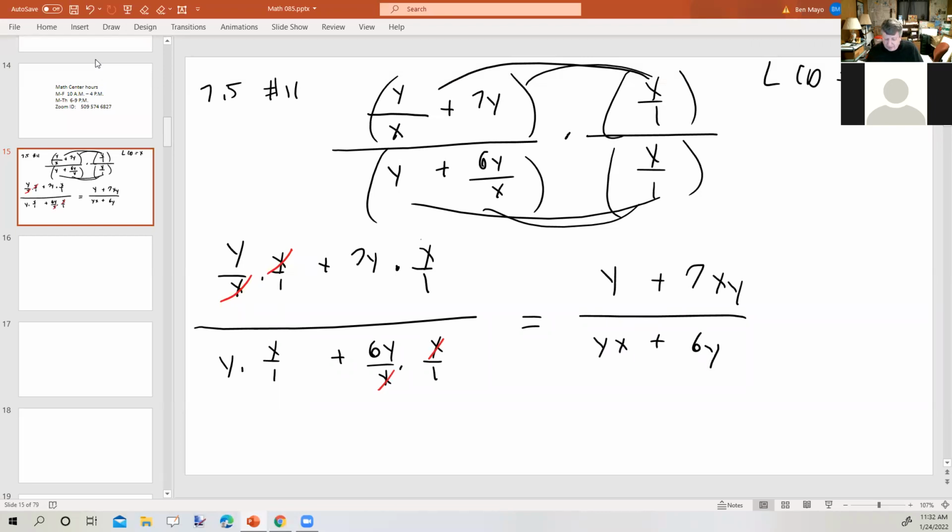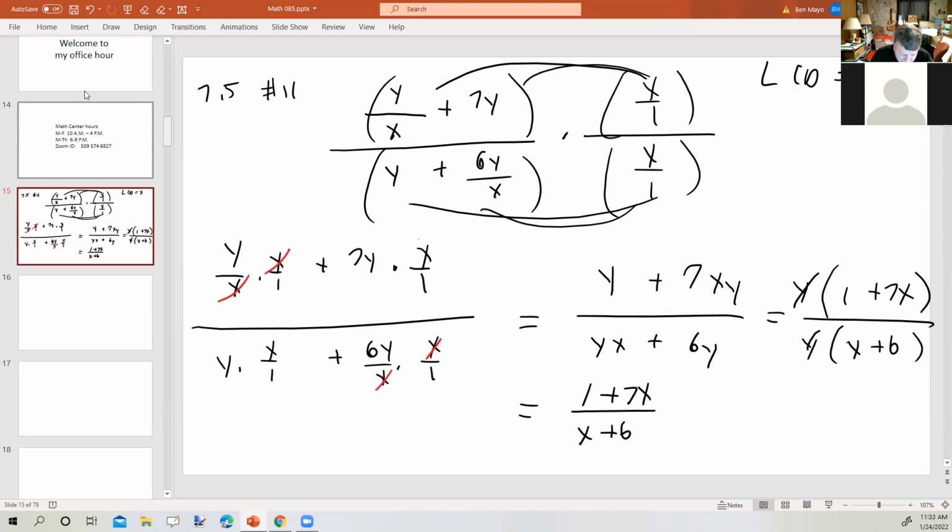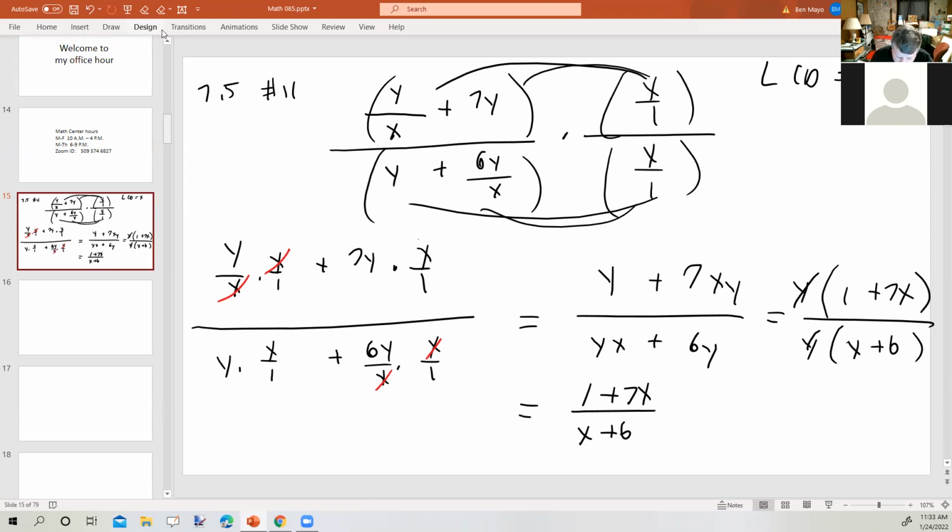all over 6y. Now, this is what the student had for their final answer. So far, so good. However, we can factor a y out of the numerator and a y out of the denominator. And then our common factor of a y reduces out and we get 1 plus 7x over x plus 6. So you were on the right track, just didn't quite go far enough.